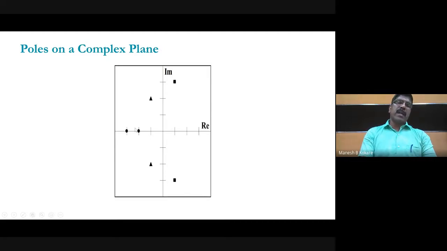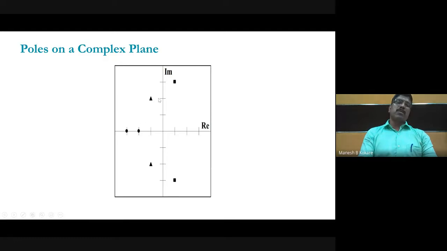Now this says that there is a zero which is located at -2, right? And this says that there is a zero which is located at -3. So this is on the real axis. This is a real axis zero located at -2, and another one is located at -3.